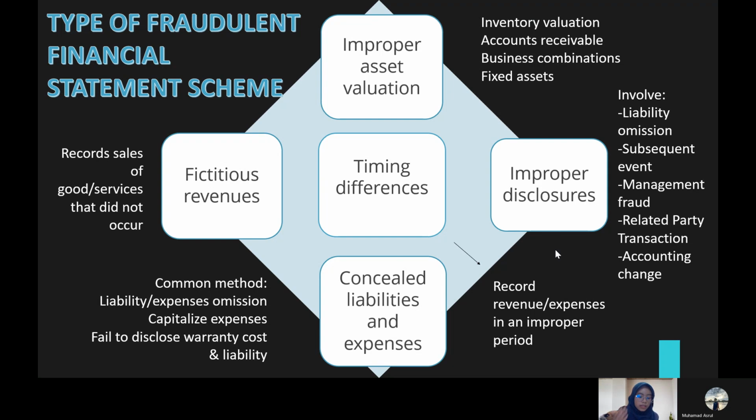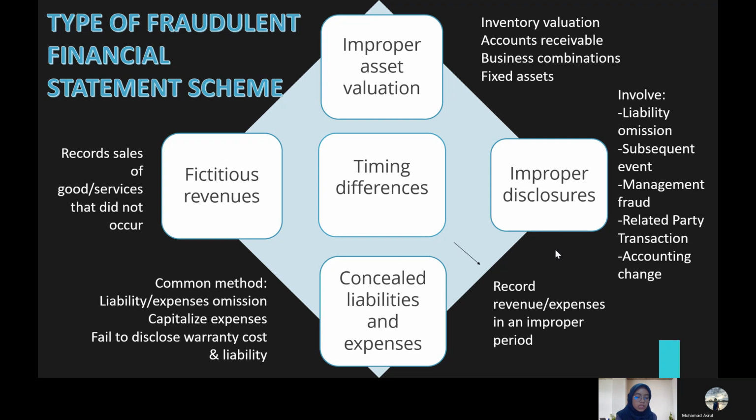As for concealed liability and expenses, it is a scheme that is easier to commit than falsifying the sales transaction. And the common methods used in the entity are liability expenses omission, capitalized expenses, and failure to disclose warranty cost and liability.